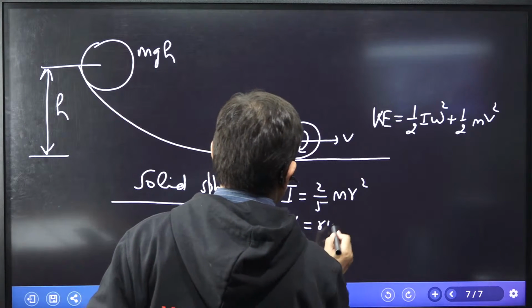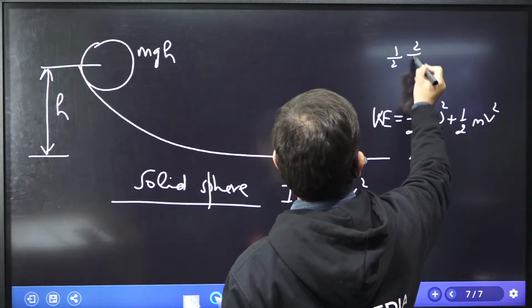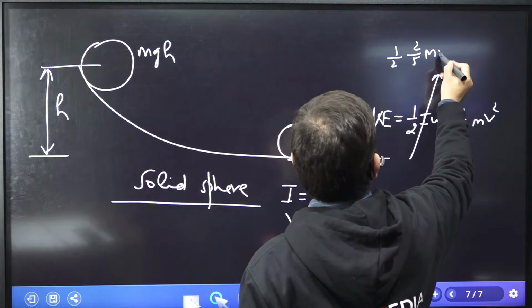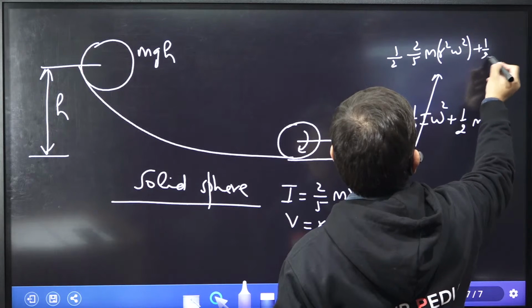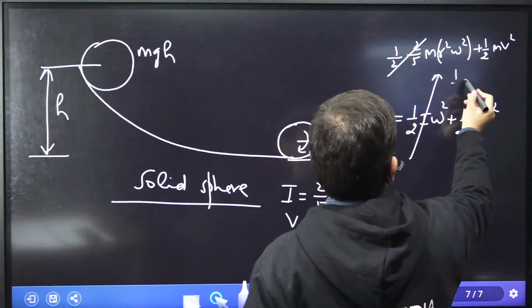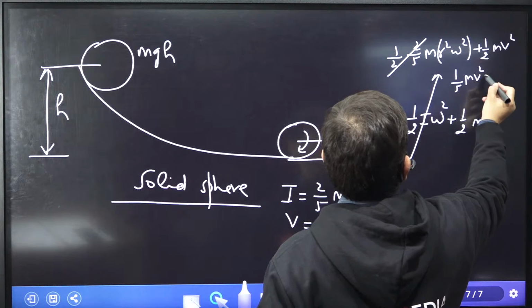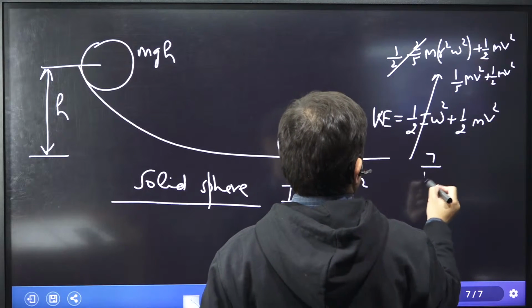और v किसके बराबर होता है? v इज इक्वल टू rω के बराबर होता है। तो चलो निकालते हैं इसको। हाफ ऑफ दिस इज 2/5 mr² ω² प्लस हाफ ऑफ mv². राइट। अब ये कितना आ गया? 2 कैंसिल हो गया, तो 1/5 mv² प्लस 1/2 mv². तो भाई टोटल काइनेटिक एनर्जी कितनी हो गई?